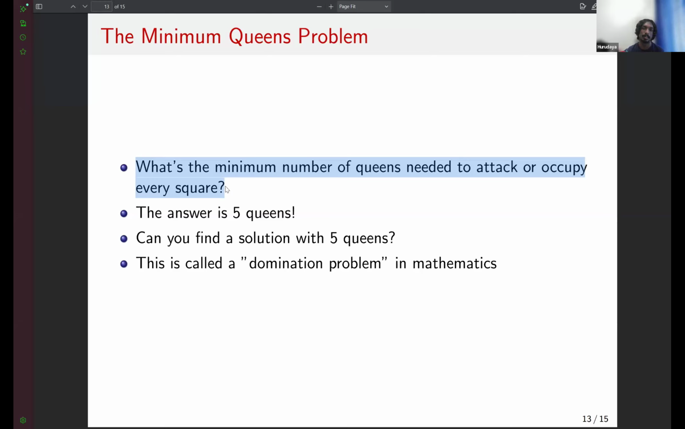Sir, what's a domination problem? Basically something like this where we want to cover every single square or every single option or possibility. So it's basically this kind of problem where you want to cover every single square or cover every single possibility for some scenario.